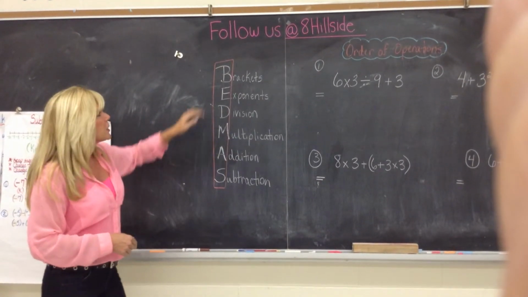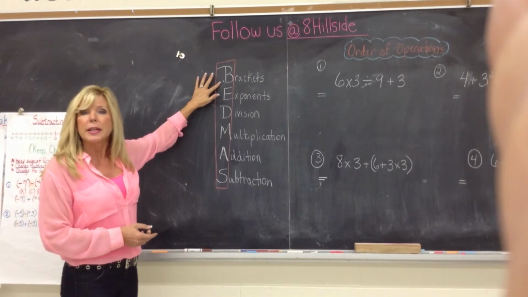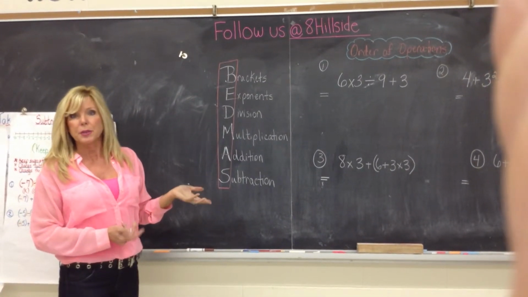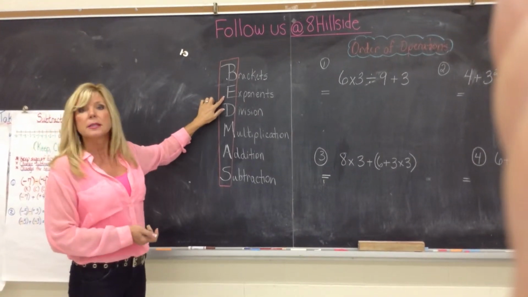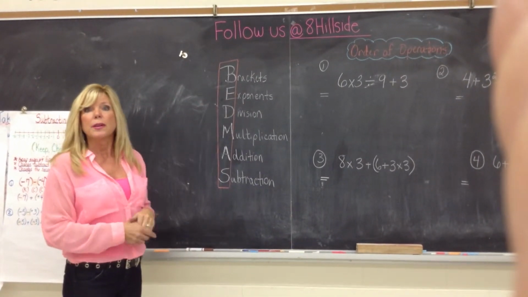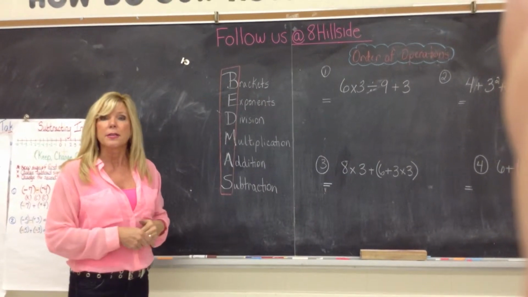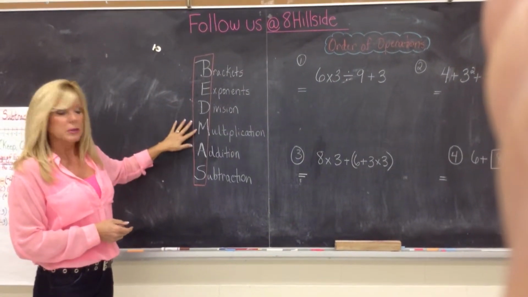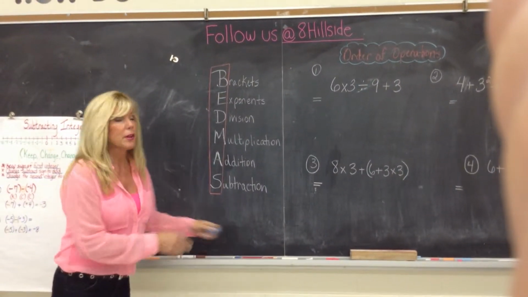In BEDMAS each letter talks about what order you should be doing the operation in. So you're going to start with B, which stands for brackets. So when you're doing an equation, you look for any brackets first. Next is exponents. If anything is to the power of another number, then you do that next. Then division and multiplication in the order that they occur.